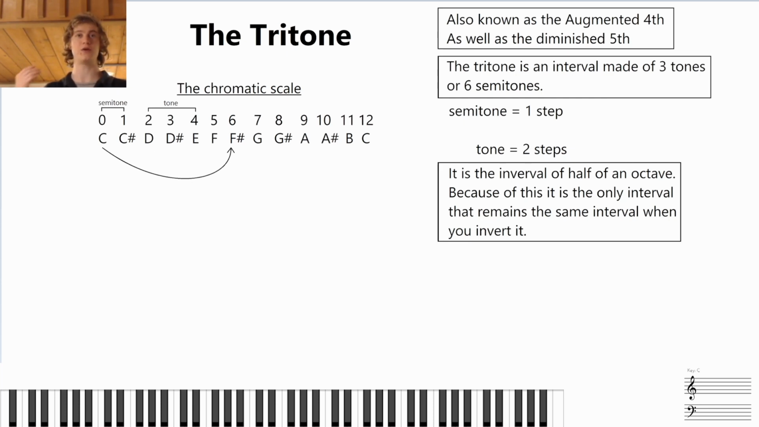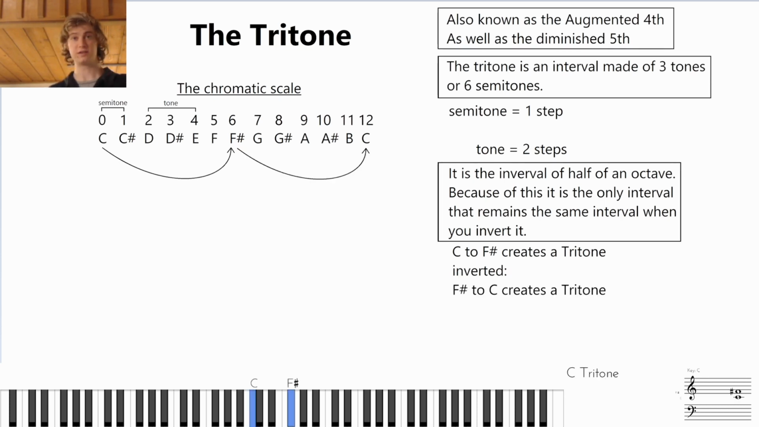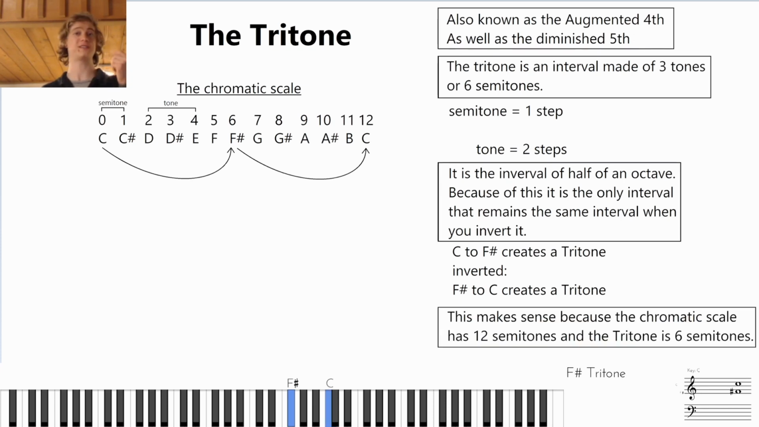Because of this, it is the only interval that remains the same when you invert it. So the example I've been showing is C to F sharp, so that creates a tritone. Now if we invert it, we get F sharp to C, which is still a tritone. This makes sense because the chromatic scale is 12 semitones and the tritone has 6 semitones.